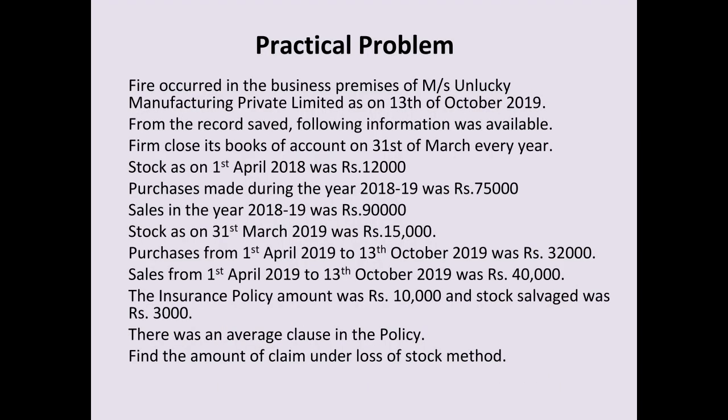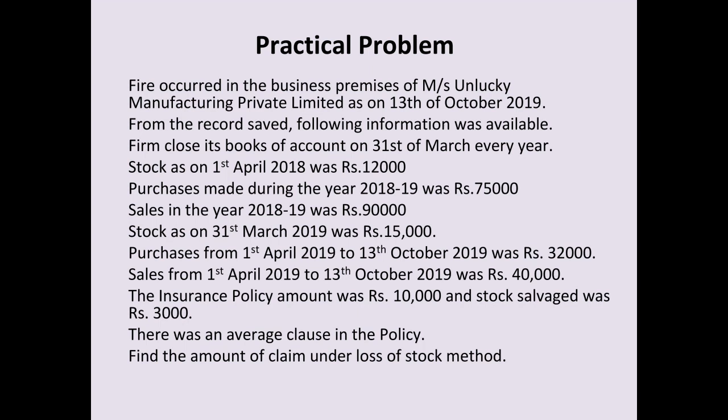Now the fire occurred in the business premises of Messrs. Unlucky Manufacturing Private Limited on 13th of October 2019. From the records saved, the following information was made available. The firm normally closes its books of account on 31st of March every year. The stock on the 1st of April, purchases made during 2018-19, sales in 2018-19, and stock on 31st of March 2019.